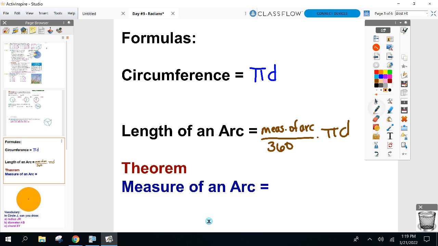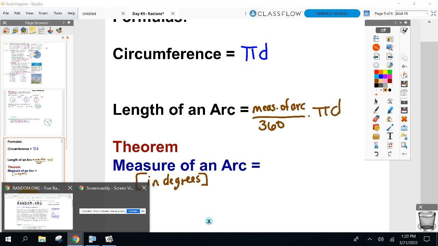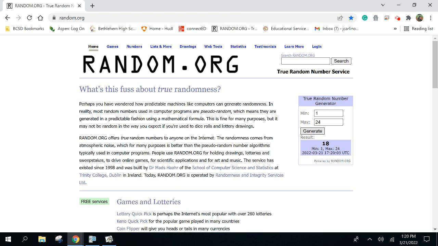Last question I have is about this measure of the arc. Where do you get it from? It's a theorem, measure of the arc. And when we say measure, we mean in degrees. How can you find what the measure of an arc is equal to? It's always equal to, part of our theorem, 18.